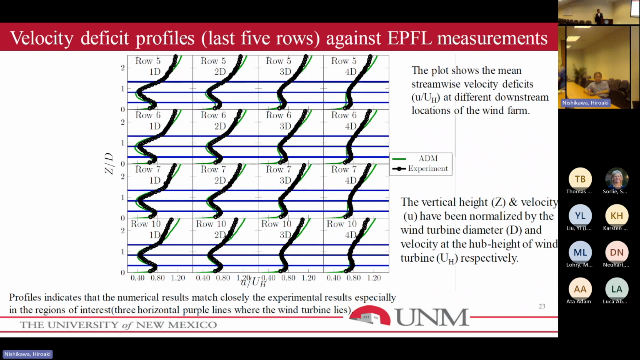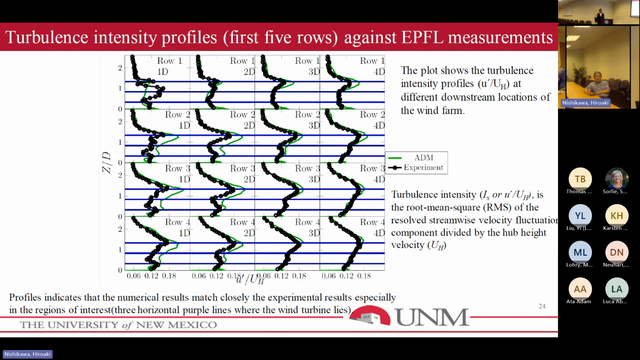This is the last 5 rows of the velocity deficit profiles, and these are the turbulent intensity for the first 5 rows. As you can see, the turbulent intensity has a little bit more discrepancies in the near wake than the far wake. The near wake has the tower and the nacelles, which generate more turbulence, meaning at 1D and 2D. But in the 3D and 4D downstream, the turbulence dissipates, so it has a better matching with the experimental results.